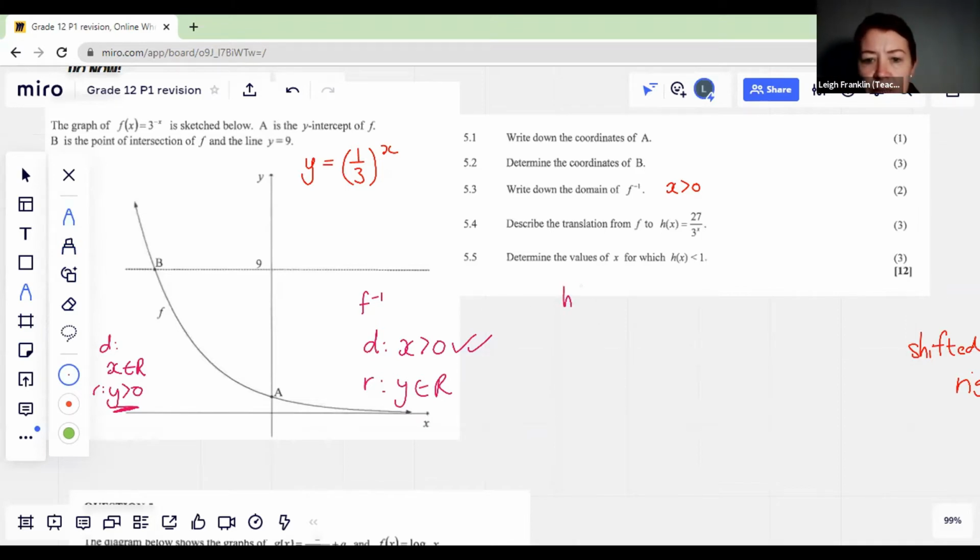Okay, so h of x, Benedict, is 27, and you know that 27 can be written as 3 cubed. We want to try and write 27 in terms of base 3, because we can only work with exponents when our bases are the same. So when our bases are the same and we're dividing like bases, we keep the base and we subtract our exponents. So this becomes 3 minus x.